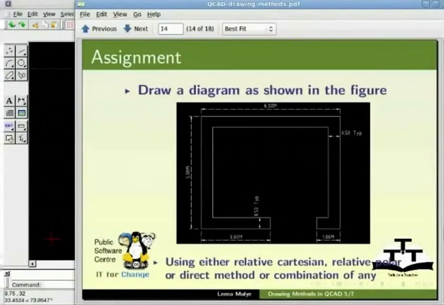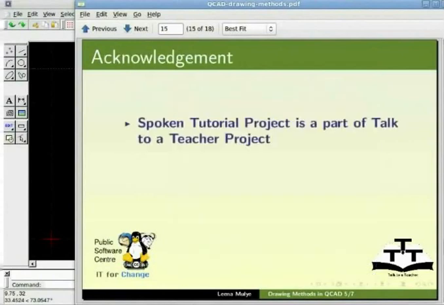Now that you are familiar with drawing methods and the coordinate system in qcat, let us come to the assignment part. I would like you to draw a diagram as shown in this figure. You can either use the relative coordinate method, relative polar, or direct method, or a combination of any to draw this.